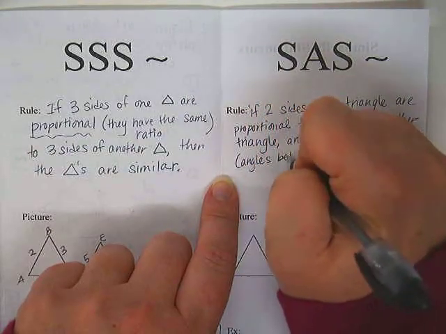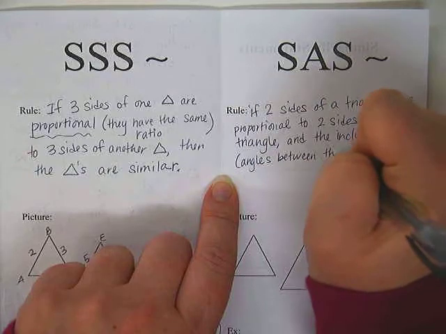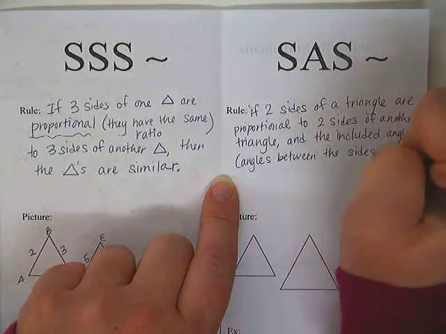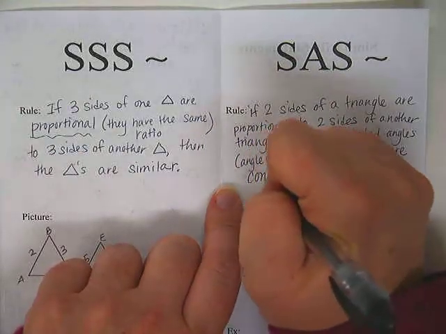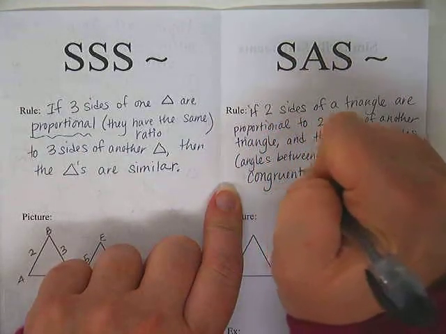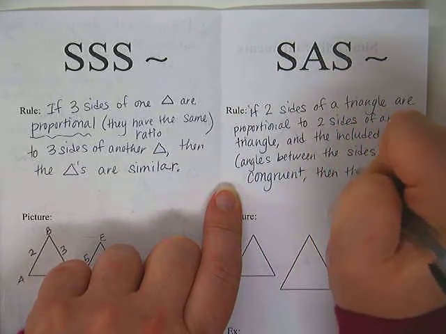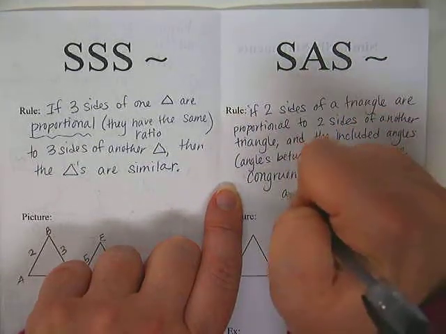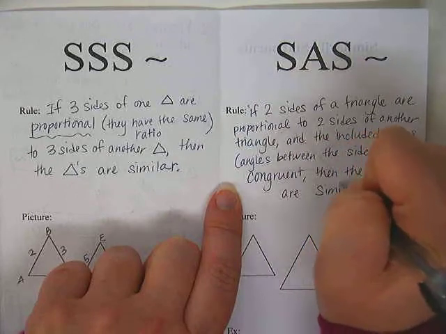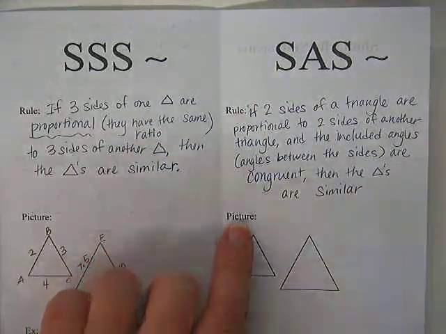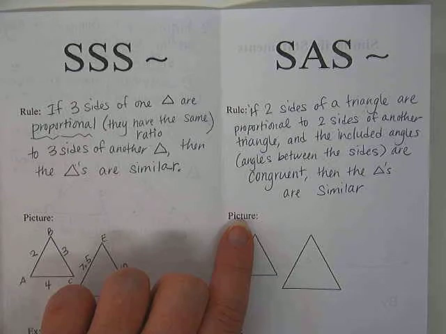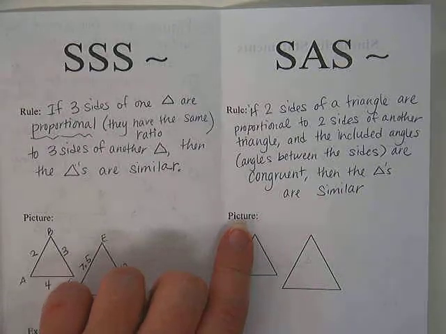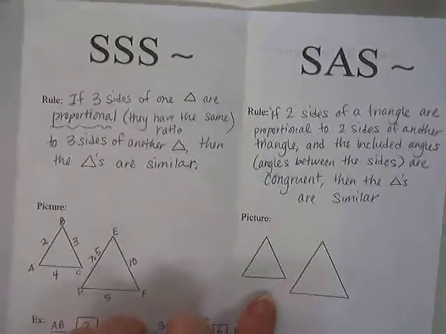Here I'm going to write it, angles between the sides, right? The included angles, or the angles between the sides, are congruent, then the triangles are similar. If two sides are proportional to two sides of a different triangle, and the included angle, or the angle between those two sides that are proportional, those angles are congruent, then the triangles will be similar.